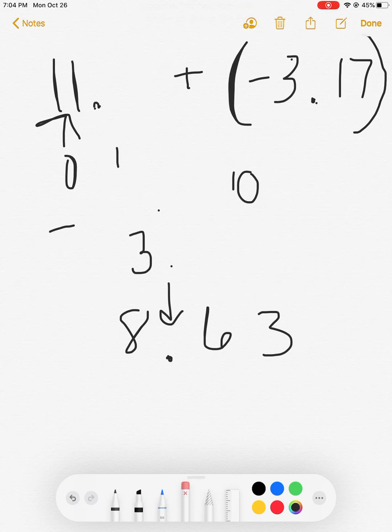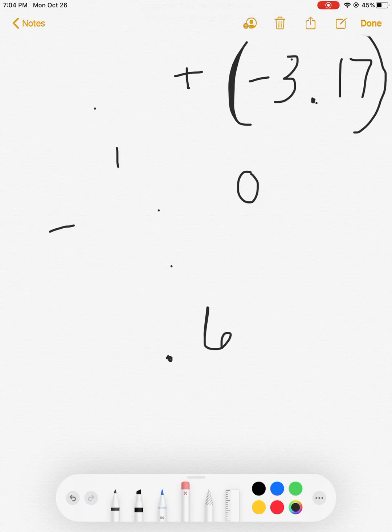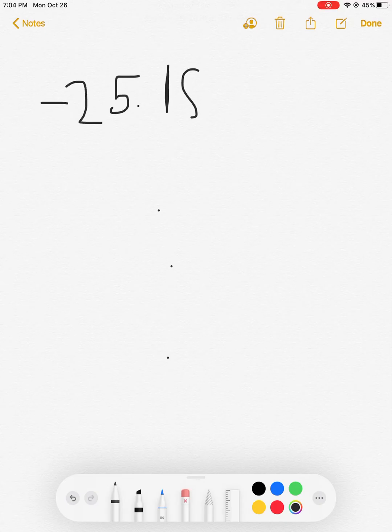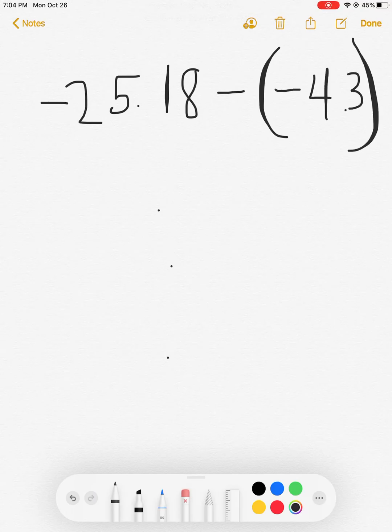Let's try one more before you try your independent practice today. Let's try a subtraction problem this time. Let's try negative 25.18 minus a negative 4.3. Go ahead and pause and try this one on your own. When you're ready, press play.